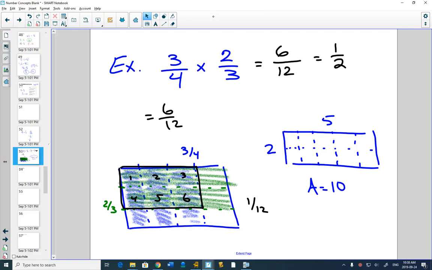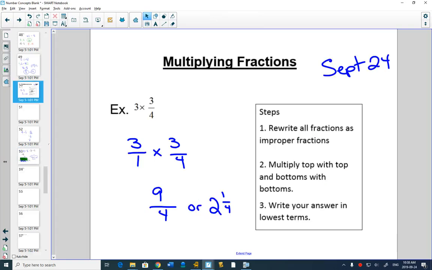Again, most people forget where it comes from, and they just go back to, oh, I'm supposed to remember these rules. But if you can understand where it comes from, it can help you remember it. So we multiply the tops with the tops and the bottoms with the bottoms.